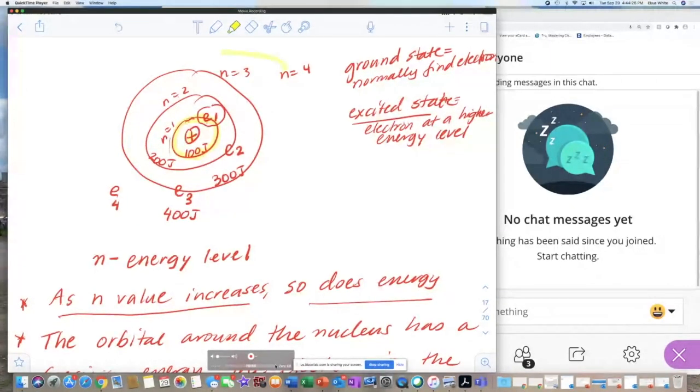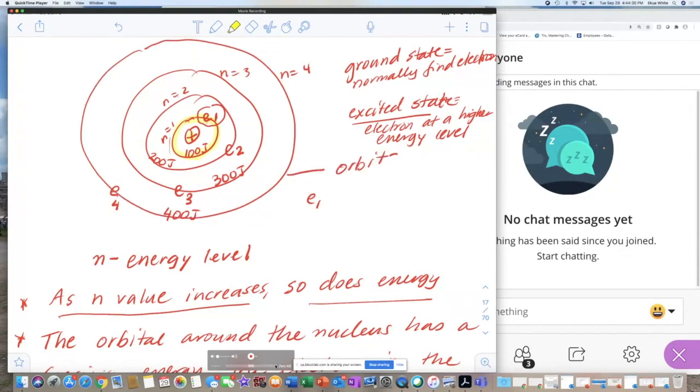I just messed this one here. Ooh, what did I do? Let me see if I can go back, because I think I messed. Oh, okay. Let me see if I can just erase this part here. That's a lot better. Ooh, that was close. So now that we understand ground state and excited state, let's look at electrons. So we'll start with electron 1 being currently at 100 joules. On energy level 1, N is equal to 1, it has 100 joules of energy.